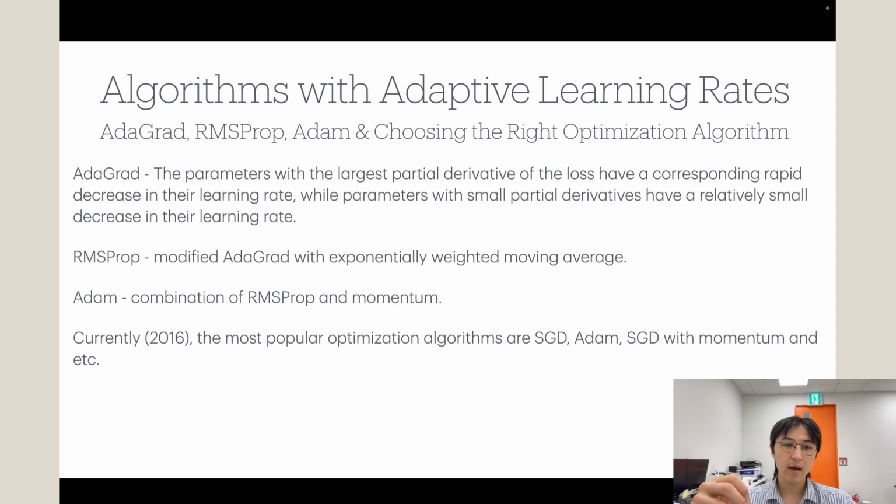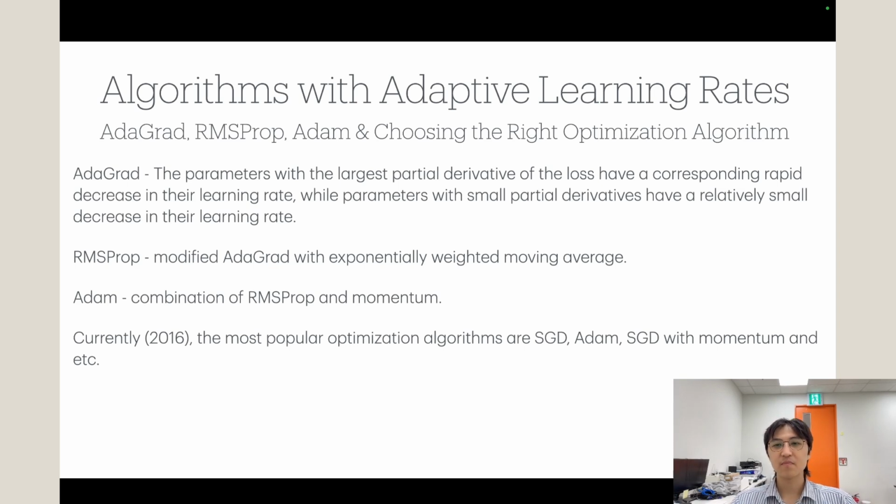RMSProp is developed for non-convex functions, specifically for neural networks, and they use this exponential weighted moving average instead of the largest partial derivative. And by using this, the model is also one of the popular models. The next one is Adam, adaptive moments. It is a combination of RMSProp plus momentum from stochastic gradient descent. So the most popular optimization algorithms are stochastic gradient descent, classical, and stochastic gradient descent with momentum, and Adam, etc. And these are common.